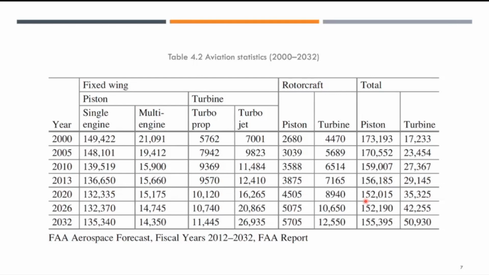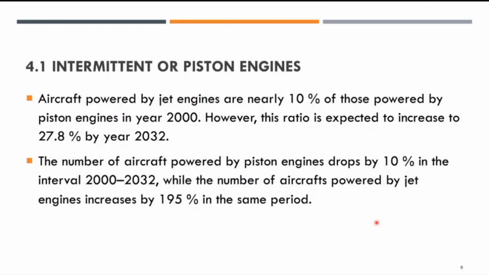But what we can say is that it is on the right track in terms of the number of piston engines and turbine engines. You can see that turbine engine numbers are growing, right? And steadily, the piston type of engines are reducing, but it is still significant. We still have a ratio of 1 to 3 in terms of turbine type engines compared to piston engines. All right. Aircraft powered by jet engines were nearly 10% of those powered by piston in year 2000.